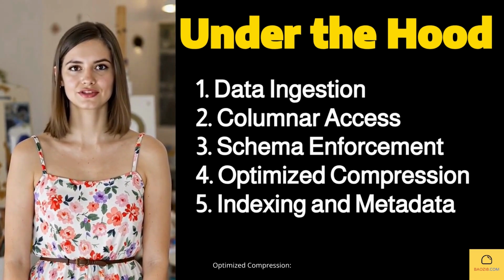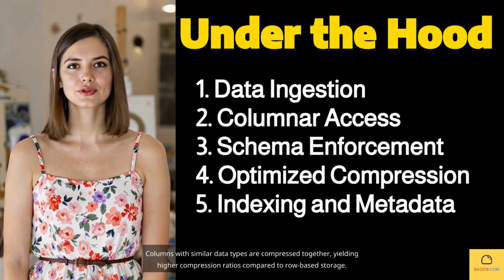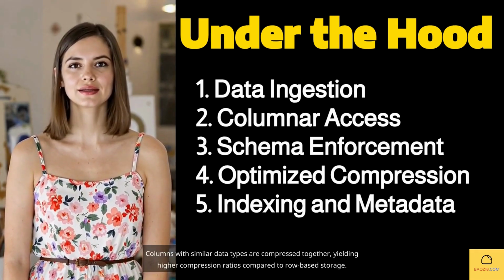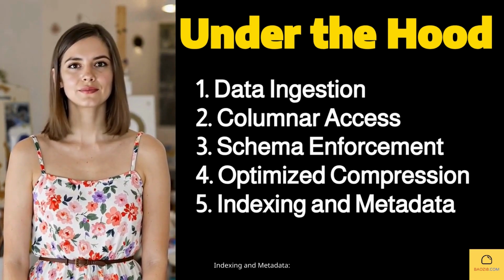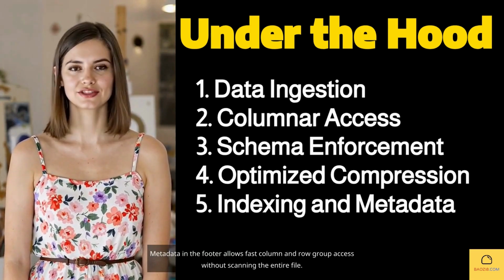4. Optimized compression. Columns with similar data types are compressed together, yielding higher compression ratios compared to row-based storage. 5. Indexing and metadata. Metadata in the footer allows fast column and row group access without scanning the entire file.